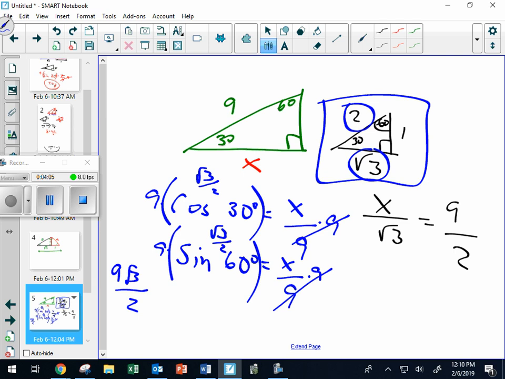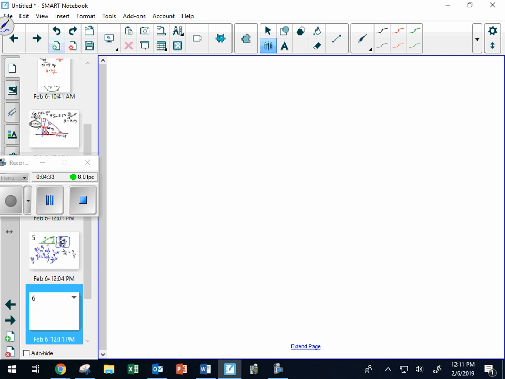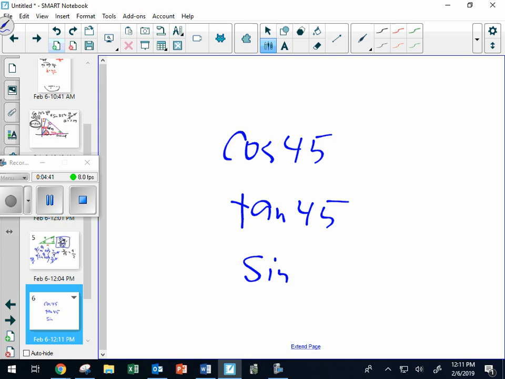So hint, make your little 30, 60, 90 and 45, 45, 90 triangles, your little helper triangles. And what was that first one? My short-term memory's going, I'm old. What did I say again, cosine of 45? Okay, cosine of 45, try that. And figure out tangent of 45. And then how about sine of 30?